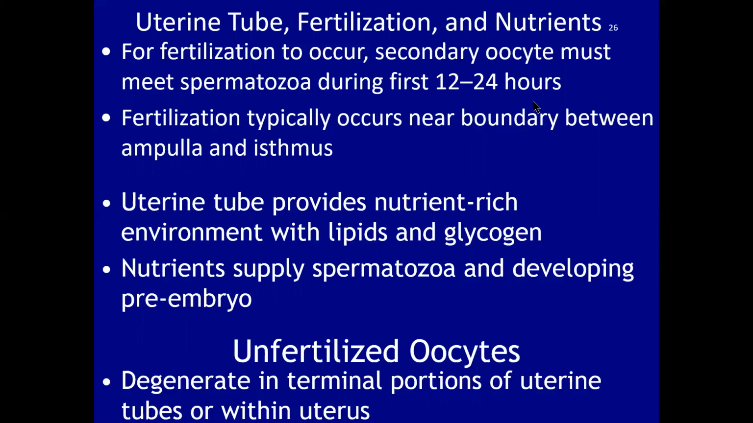Sperm and the developing pre-embryo, and we'll discuss the pre-embryo in just a minute, need nutrients, and the tube provides nutrients such as lipids and glycogen. If an oocyte goes unfertilized, it just degenerates, either within the fallopian tube or within the uterus itself.